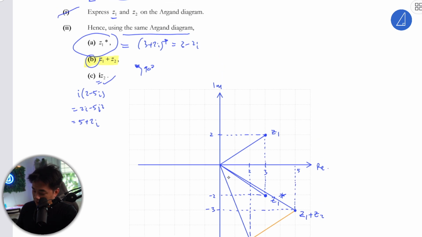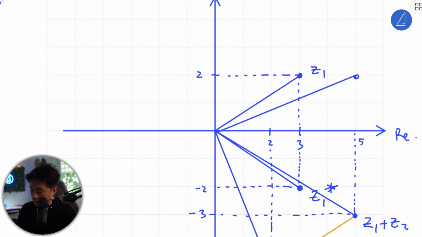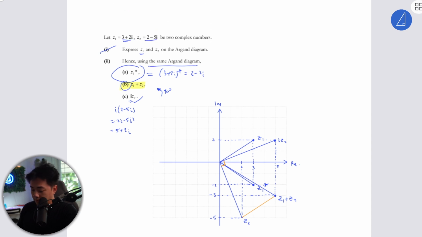Take z2, you just add 90 degrees to it. Okay, so this will be here. Maybe you want to show that this is 90 degrees. Here, this is 90. Okay, so what we get is actually this is our iz2. Okay, so that's what I show. For iz2, you just turn 90 degrees over here.